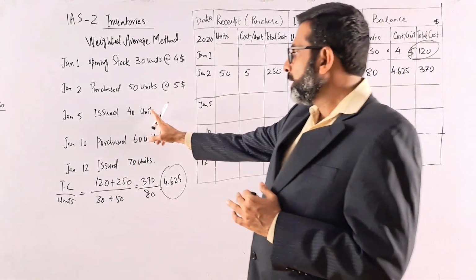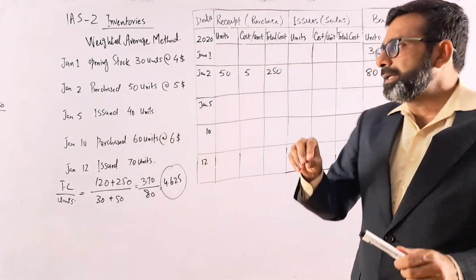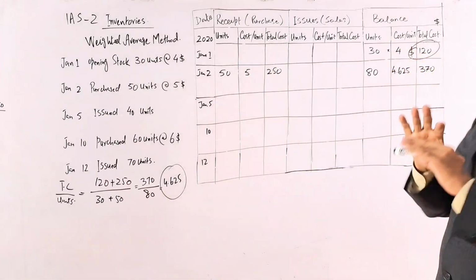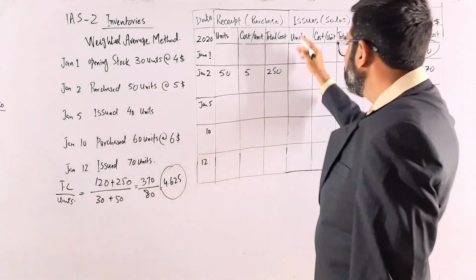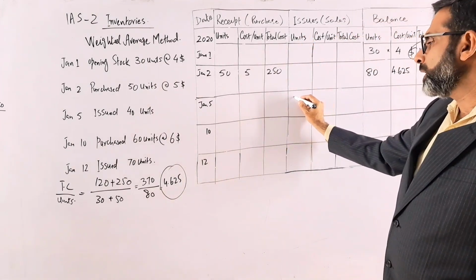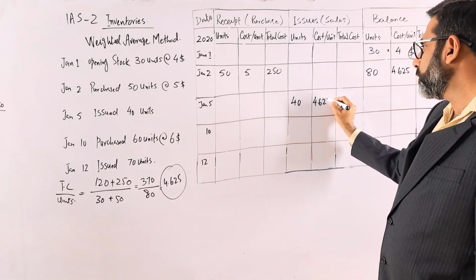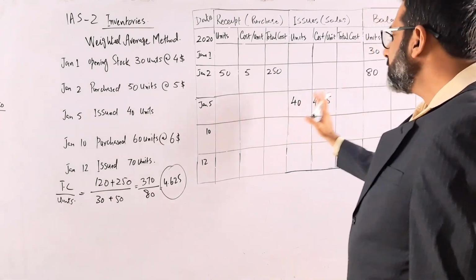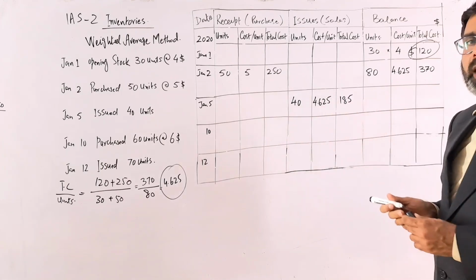Now the next one: they have issued 40 units. Again, we don't have to segregate whether this is issued from the $5 lot or the $4 lot, because we are combining it and taking the average. So we simply write how many units were issued, 40 units, and the cost we have calculated is 4.625. We multiply these, and the answer will be almost $185.